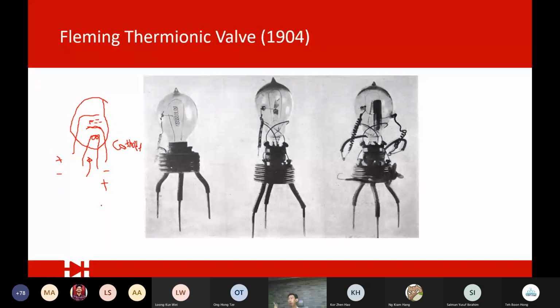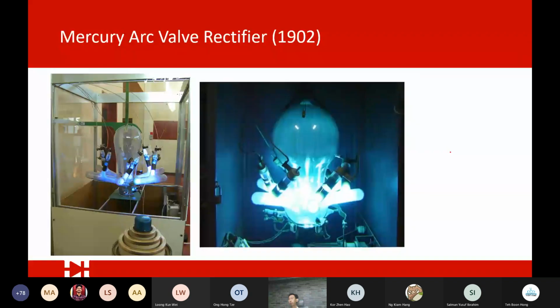Of course, there are a few disadvantages. It is still big in size, and the lifetime of this device is very short because it has a heating element. Heating elements tend to blow off, just like our light bulbs in the old days. When it blows off, you need to change the whole thing. So this is how it was in the old days when there was no diode; these are the two types of valve they used.